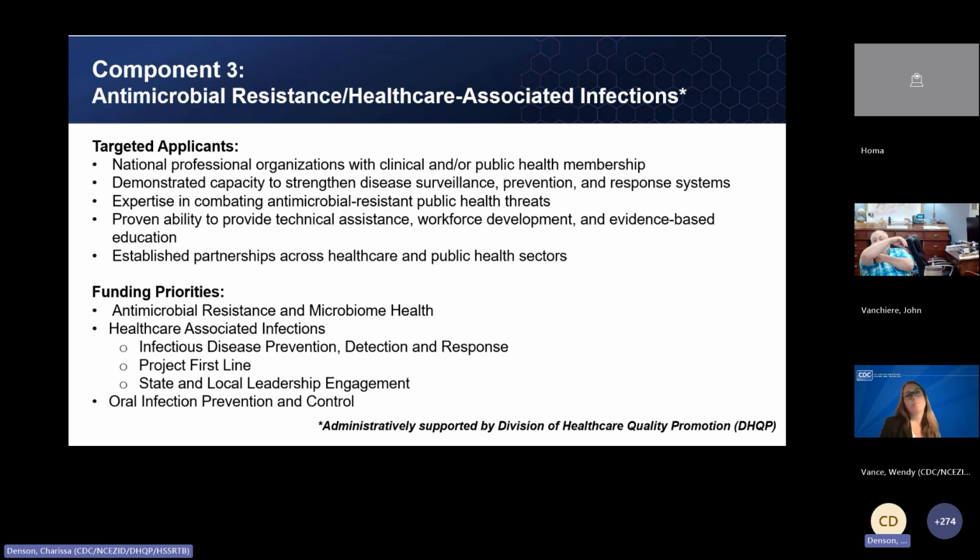Assessment of which training modalities are most effective for different workforce cadres and settings. Measures that link training to IPC practice change and where feasible to patient safety outcomes. And continuous QI cycles using evaluation findings to refine curricula and resources for greater impact.